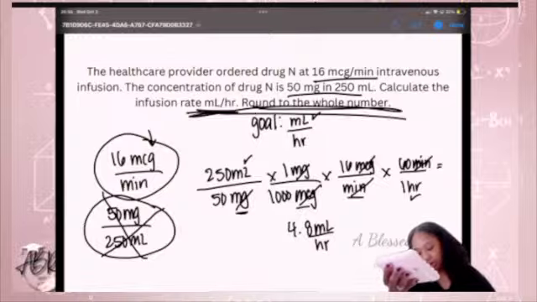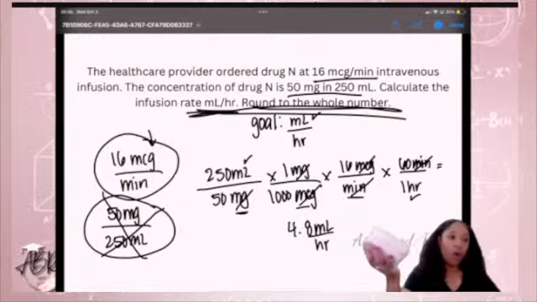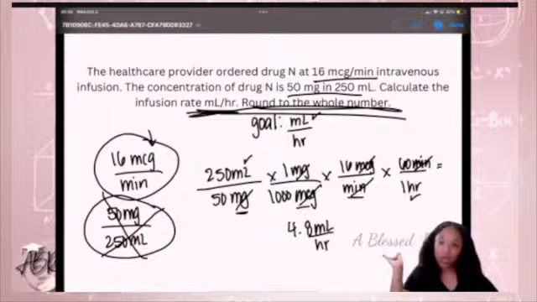But look, we got to round to the whole number. So if you are going to round this to the whole number, what will our answer be?